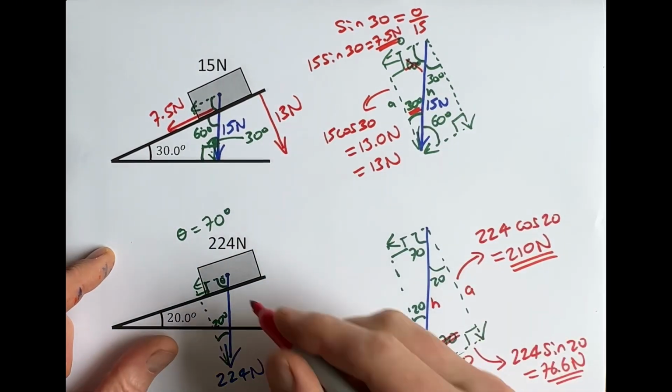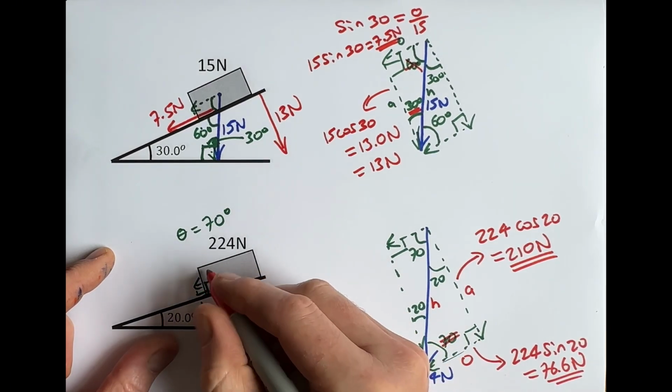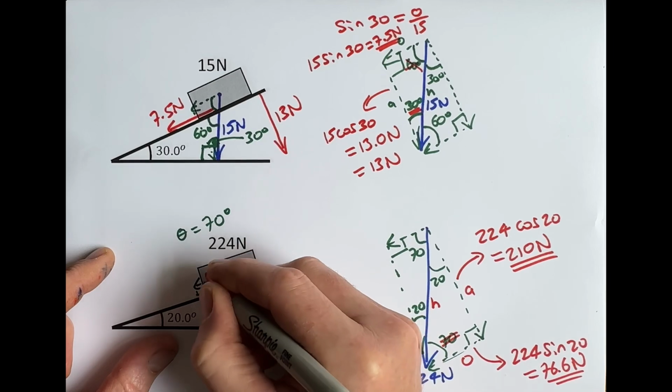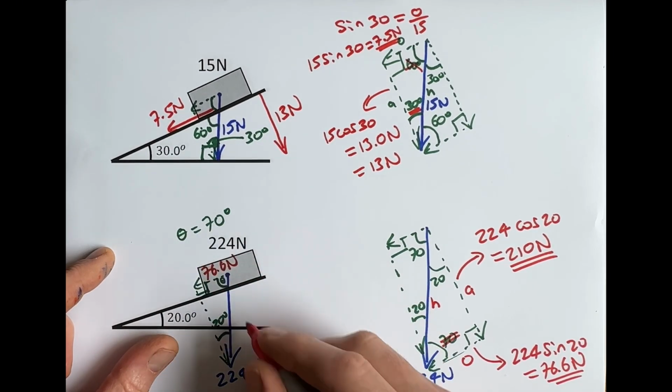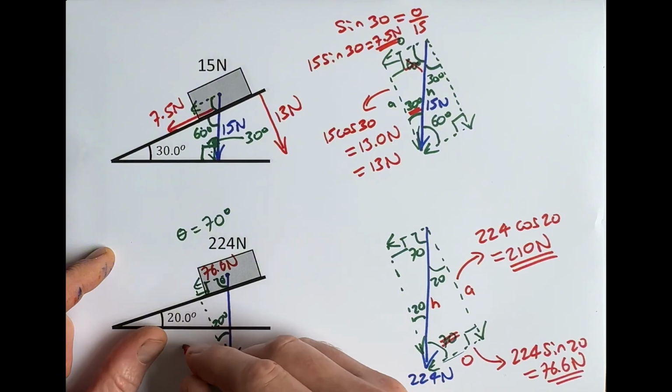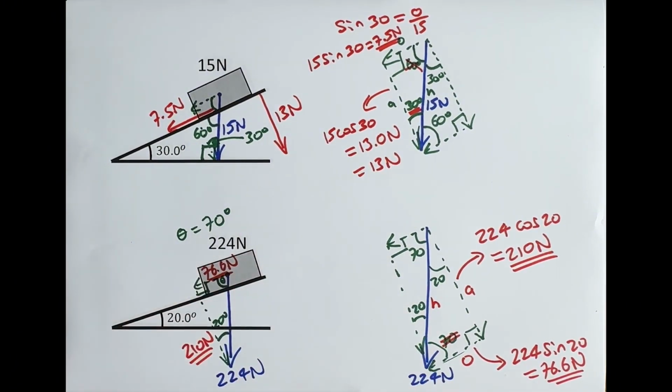Okay, so there we go. We've worked out the component perpendicular to the slope and the component parallel to the slope. So parallel to the slope, we've got 76.6 newtons, and perpendicular to the slope here, we've got 210 newtons. Okay, so that's how we do those.